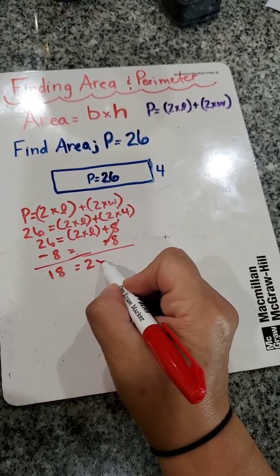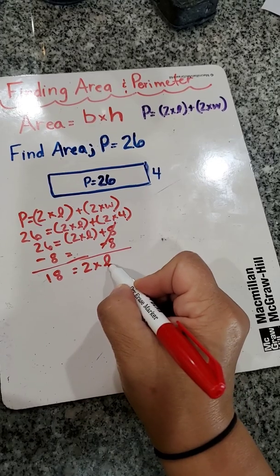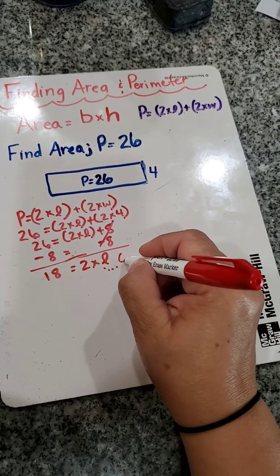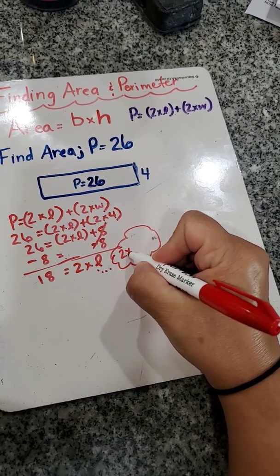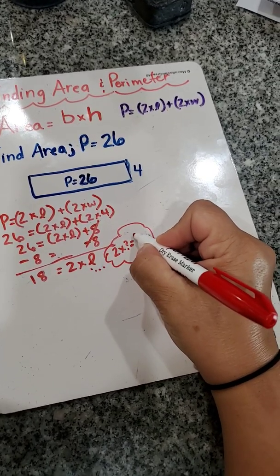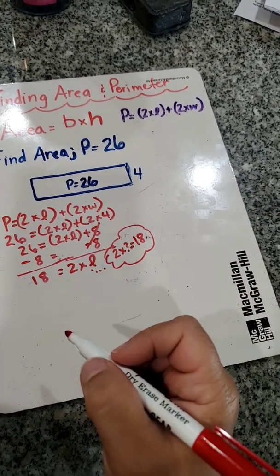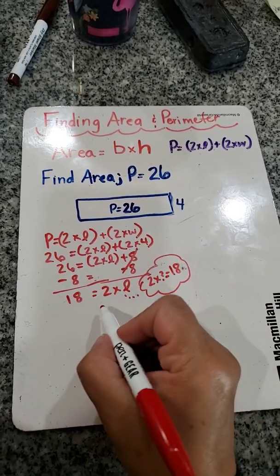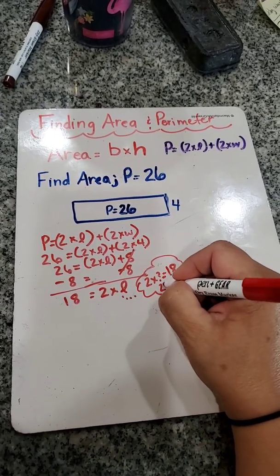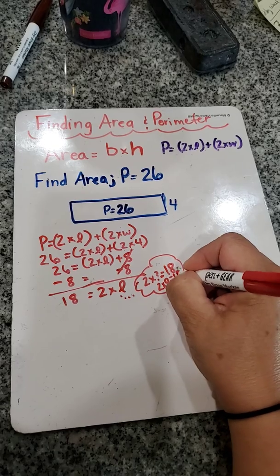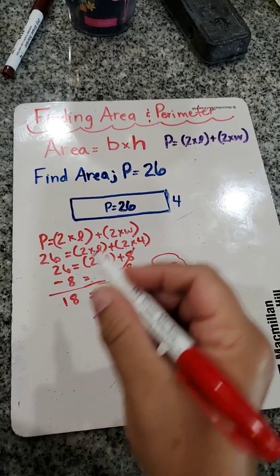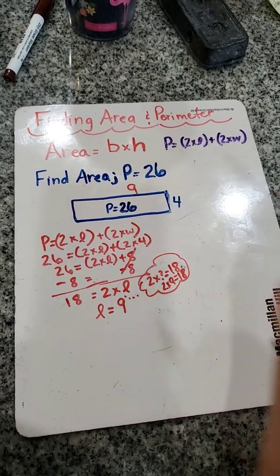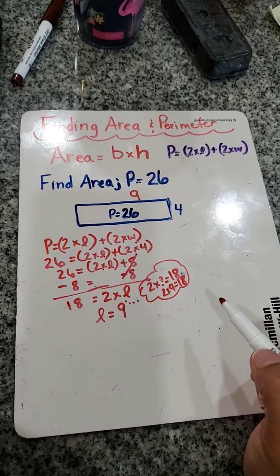26 minus 8 is 18 equals 2 times L. Then here's our thinking. 2 times what equals 18? And we know that that is 9. So we can say L equals 9. So we can go fill in our missing side as 9. Are we finished yet? Nope.